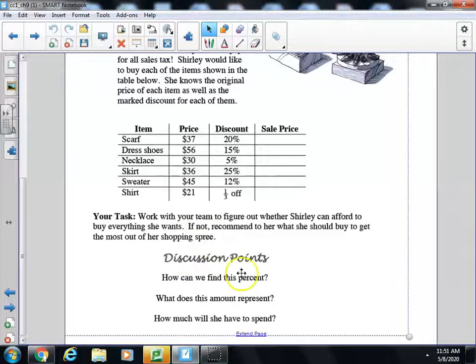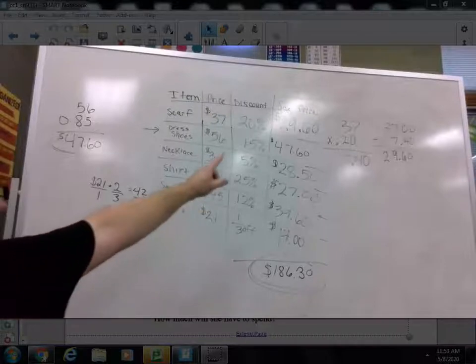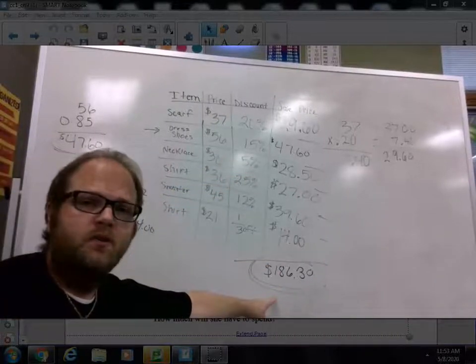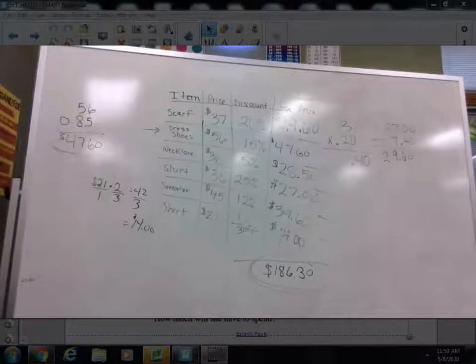So we already talked about how to find percents and what this amount represents. One way we talked about was the percent representing how much we're saving. And we also talked about how the percent can represent the sale price we're paying. So how much will she have to spend? Go ahead and find out if she buys all these items at the sale price, does she have enough money to buy them all? So when we add up all the sale prices of the items we're buying, we find that our total was $186.30. So Ms. Lanza, do we have enough to buy all those items?